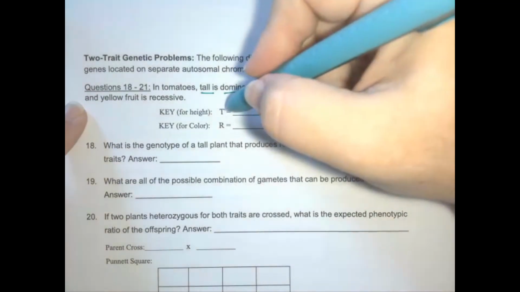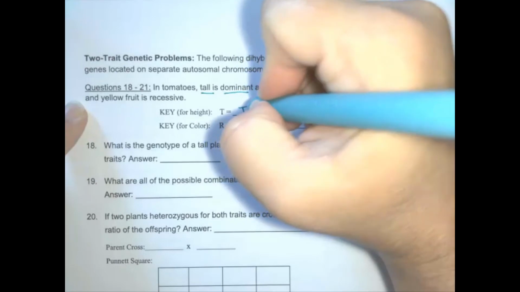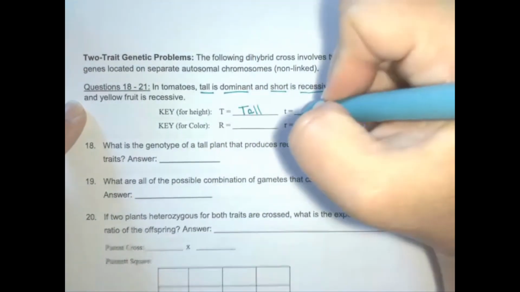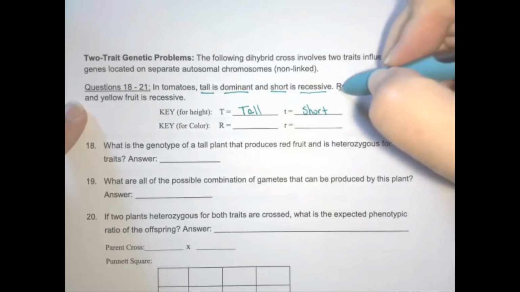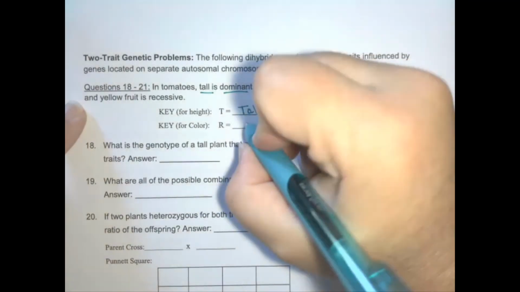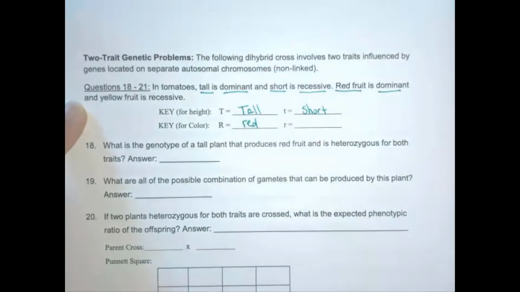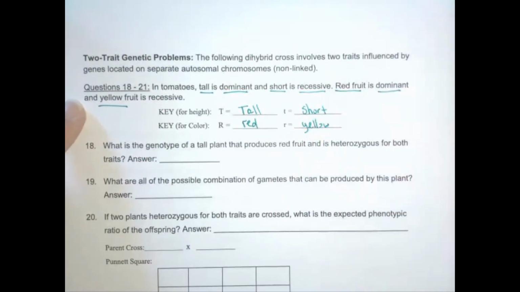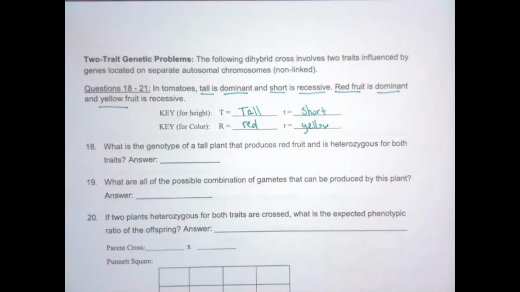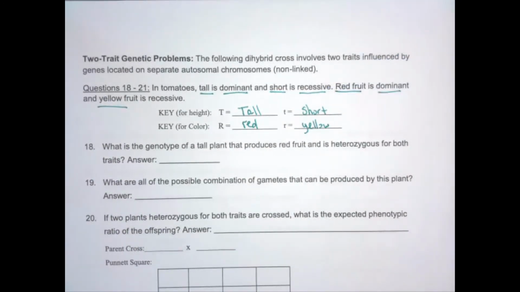All right, so in this first set, in tomatoes, tall is dominant, short is recessive. So I'm going to come down here. Big T is tall, little t is short. Red fruit is dominant, so I'm going to put red with the big R. And yellow fruit is recessive, so I'm going to put yellow with the little r. Okay, so that's my key to start with, based on the information given here.